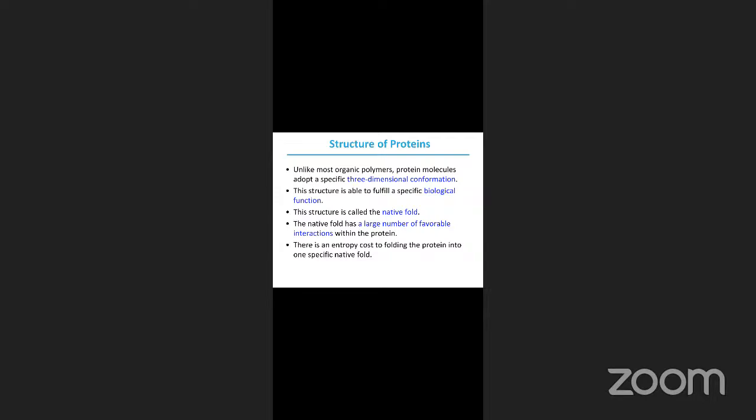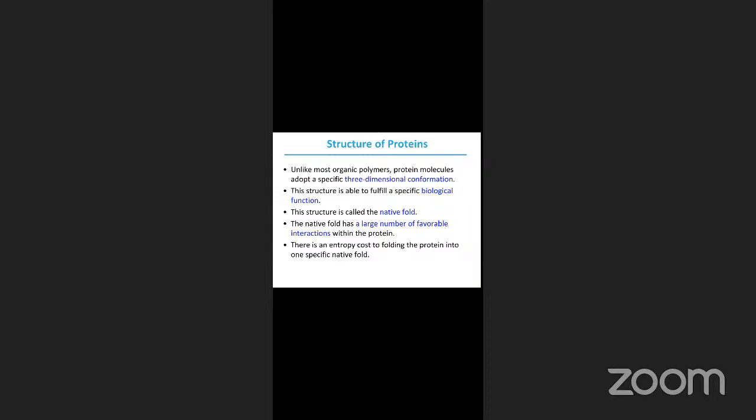The folding is very specific, and the fold is called the native fold. That means each protein will have a native fold. It folds only in a particular pattern or format. Why does it fold only in that format? Because of favorable interactions. When they are folding, they are not loosely attached. There will be interactions within the folds, and those interactions should be favorable. Only favorable interactions are allowed, and the free energy changes also matter.